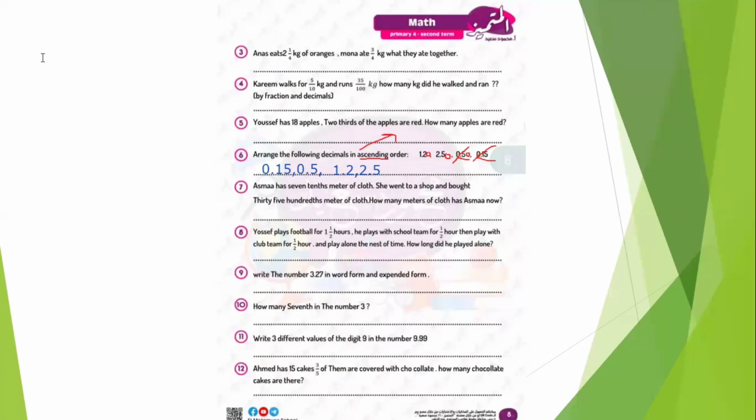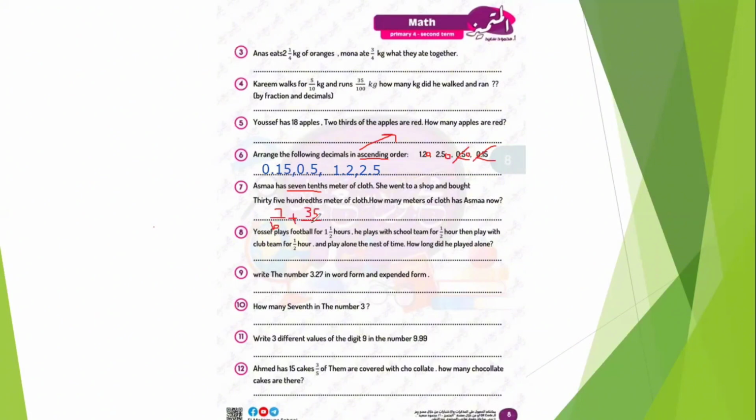7. Asma has 7/10 meter of cloth. She went to a shop, bought 35/100 meter of cloth. How many meters of cloth has Asma now? 7/10 means 7 out of 10. And 35/100 means 35 out of 100.